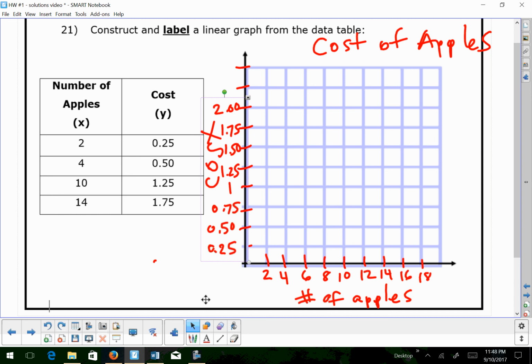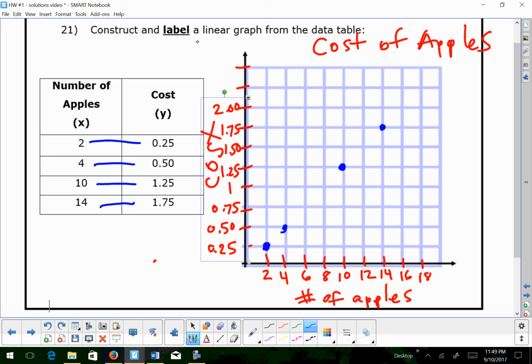So now we need to graph these data points. So it looks as though 2 apples are 25 cents. So 2 apples, 25 cents. 4 apples, 50 cents. 10 apples, $1.25. So I'm going to go over to 10 and then up to $1.25. And 14 apples is $1.75.